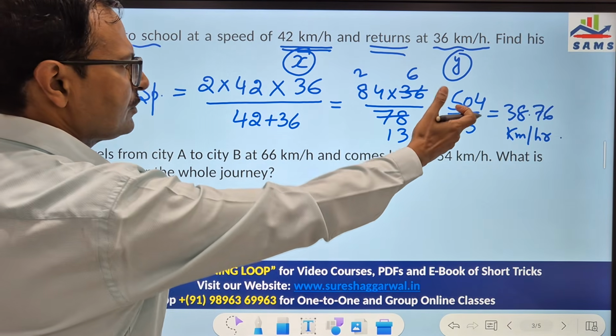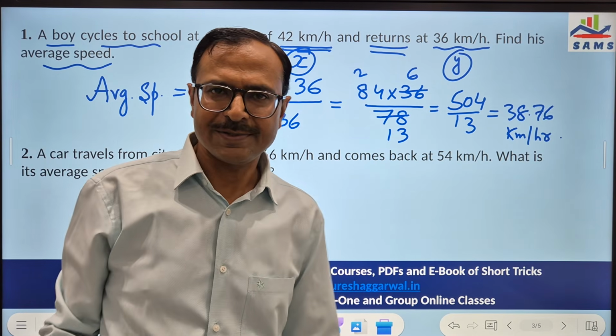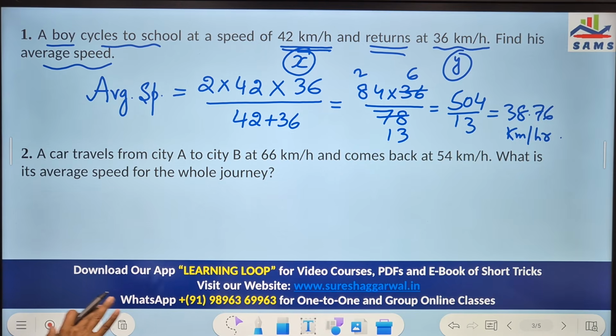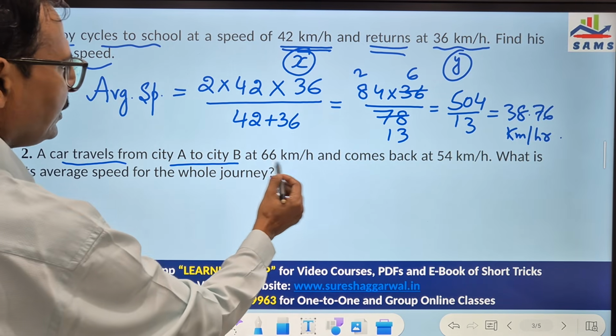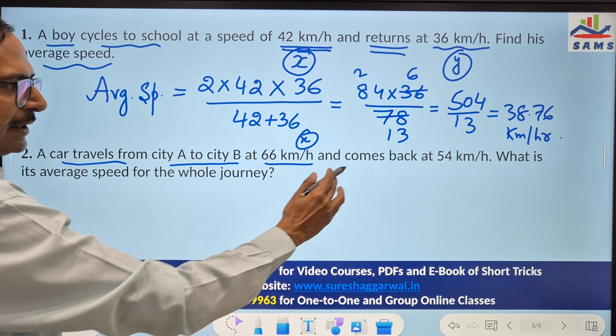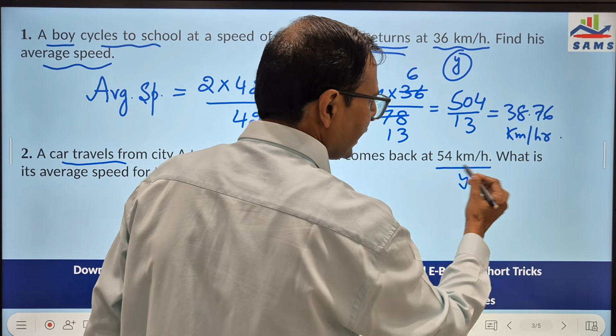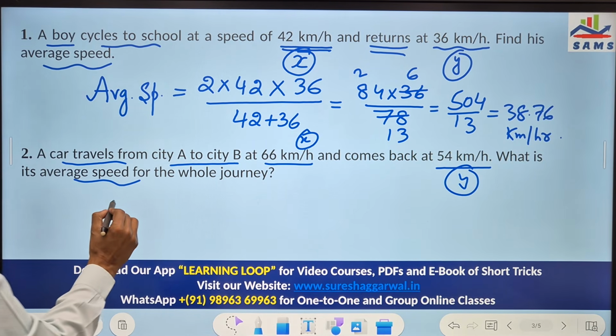So the last calculation was one division only. Apart from that, there are no major calculations. Likewise, now we can apply it to some other questions. So there is a car that travels from city A to B at 66. This is X, and then comes back at this speed, which is Y. So we need to calculate the average speed for the whole journey. So again, do the same thing.